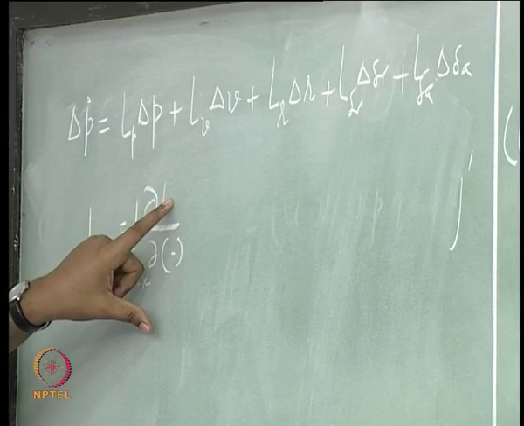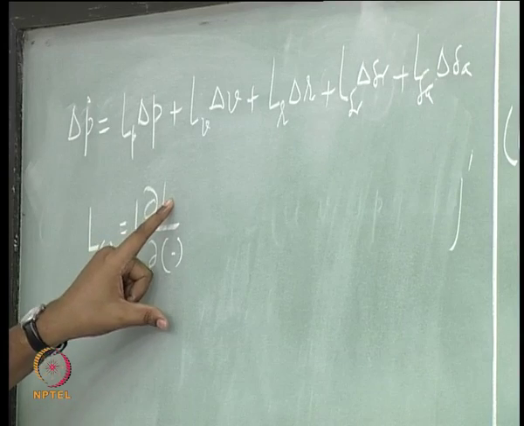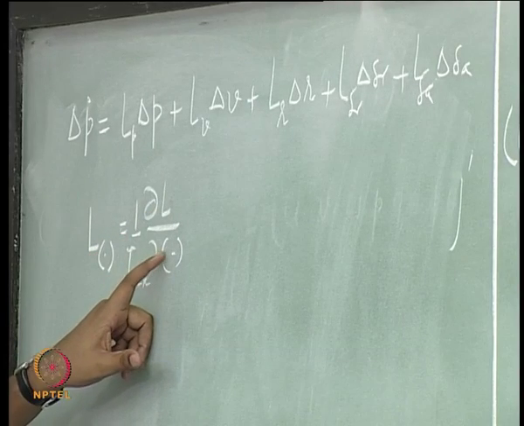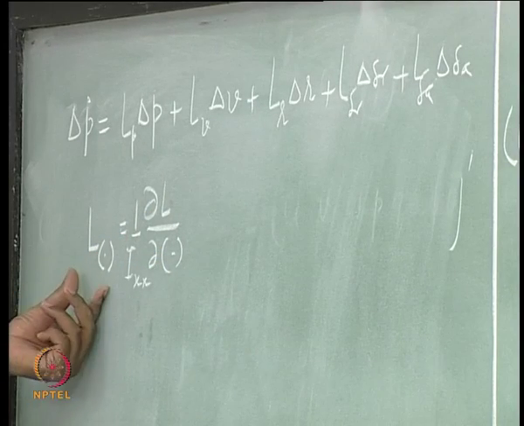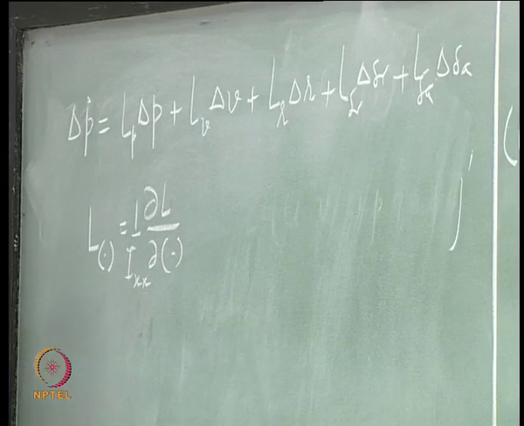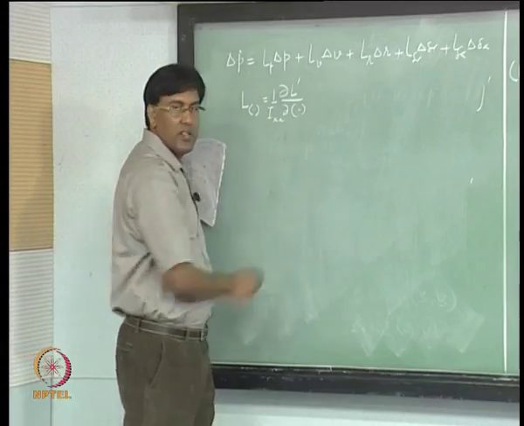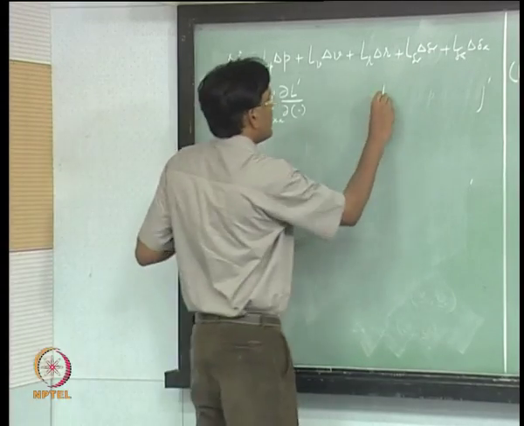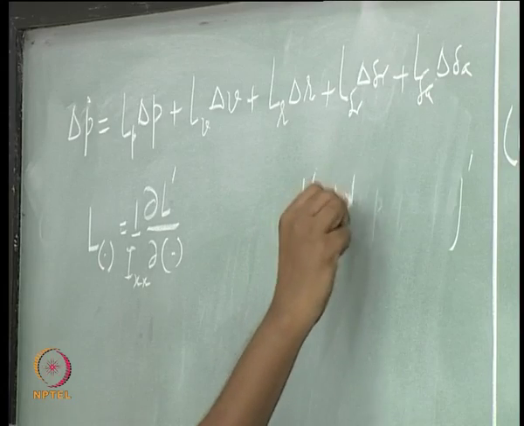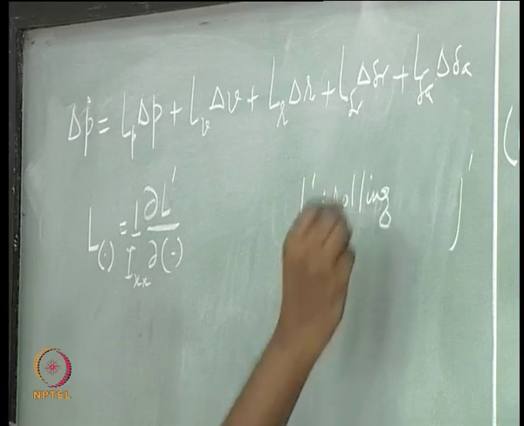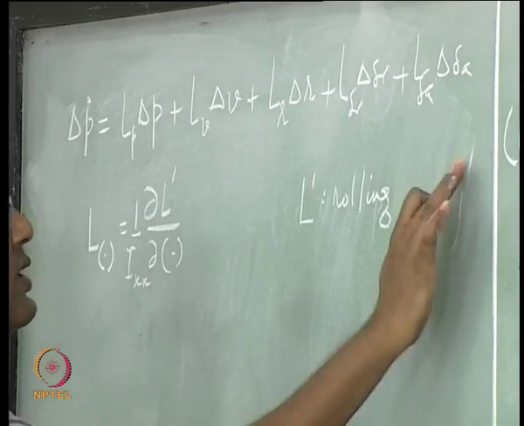Rate of change of rolling moment with respect to the variable, right. This is how you will define it. So, I have been using L prime for rolling moment. I will keep this to distinguish it from left.